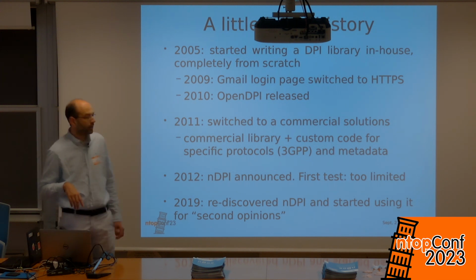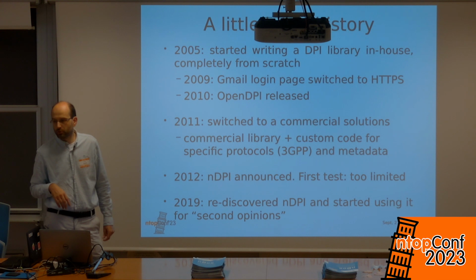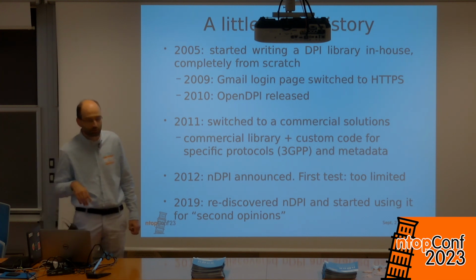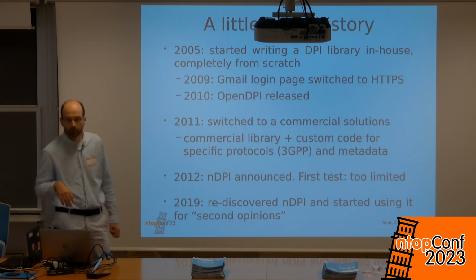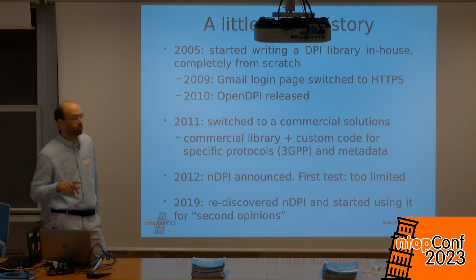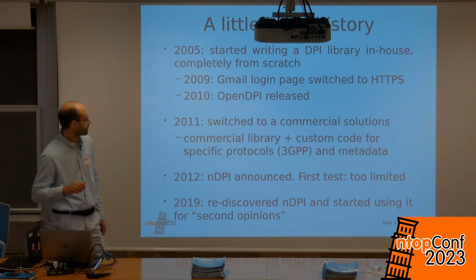HTTPS and encrypted traffic in general was quite rare, and it was used mainly for banking, credit card transactions, and little else. For example, until 2009, the login page of Google Mail was served over plain text HTTP.